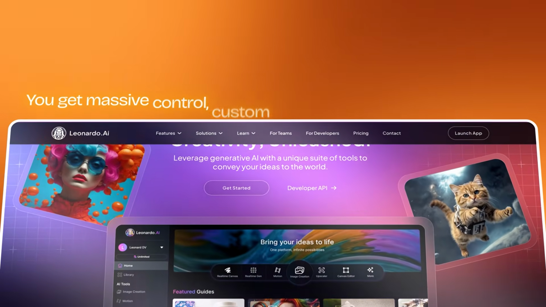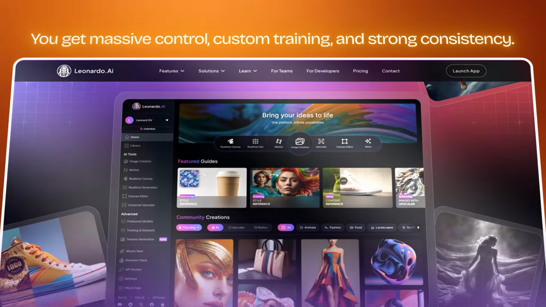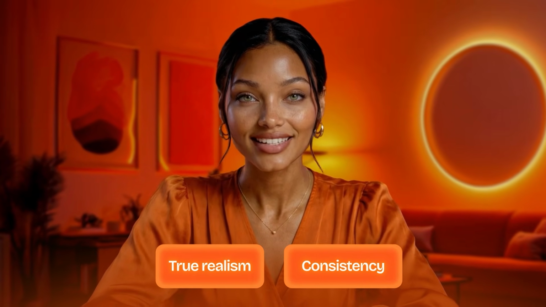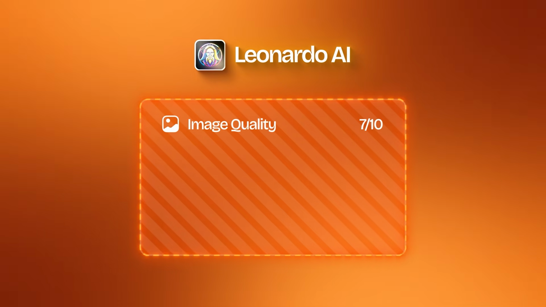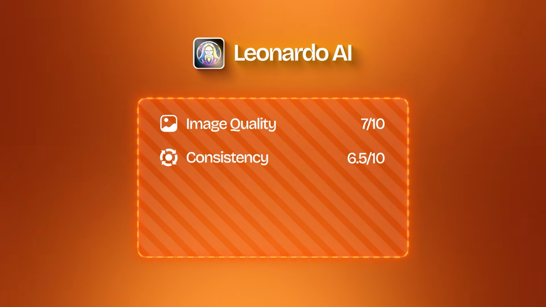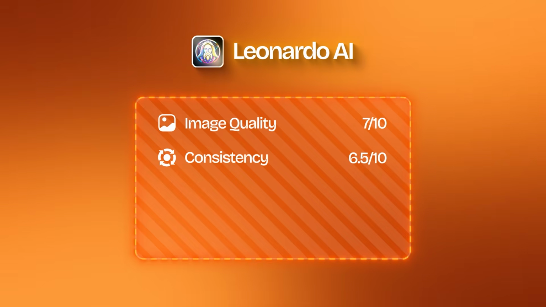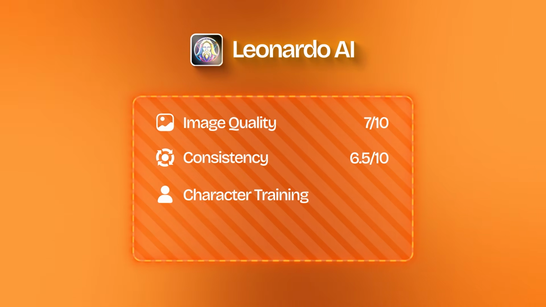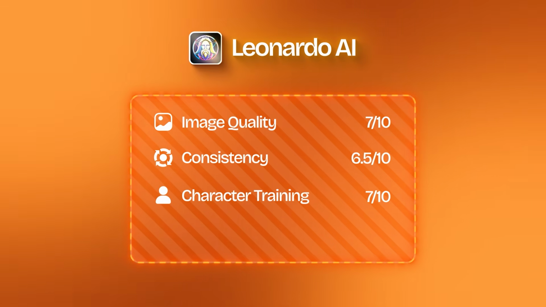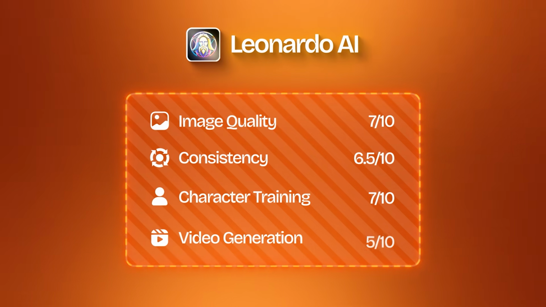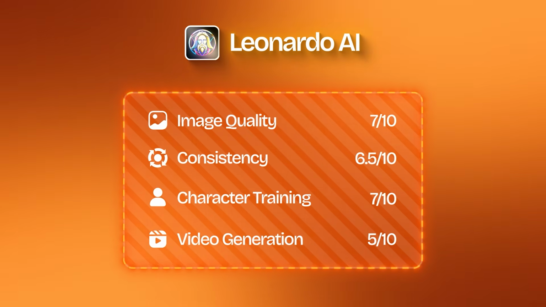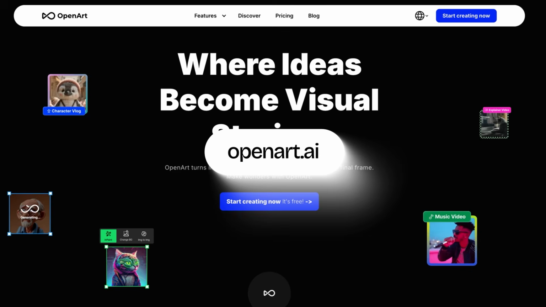You get massive control, custom training, and strong consistency. But balancing true realism and consistency at the exact same time is a bottleneck. Image quality scores a 7 out of 10. Consistency scores a 6.5. Strong, but prone to hallucinations. Character training scores a 7. It functions, but relies heavily on the underlying model. Video generation scores a 5 out of 10. It feels artificial. Tool number 3 is OpenArt.